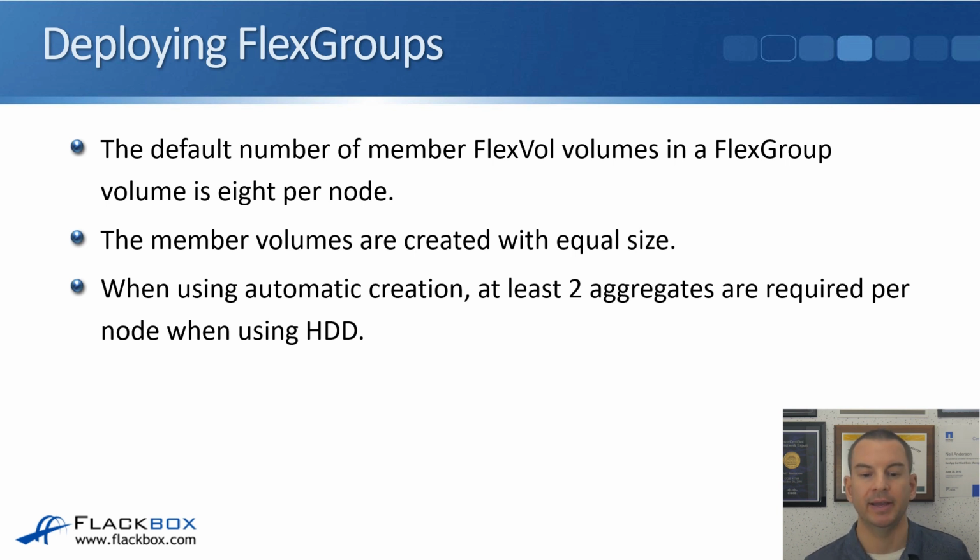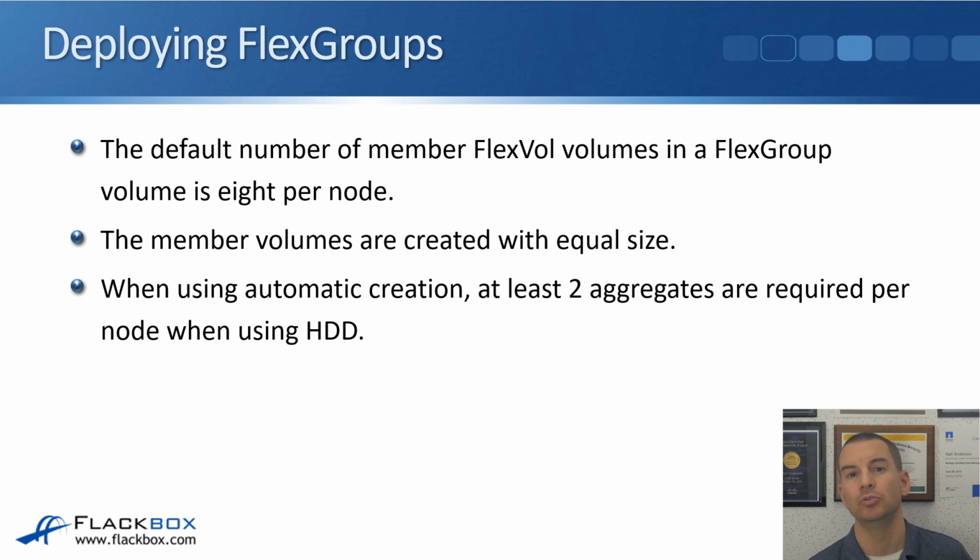When using automatic creation, at least 2 aggregates are required per node when using HDD. If you've only got 1 HDD aggregate per node, you can still use FlexGroups by doing manual creation. I'll show you the difference of what that means on the next slide. If you're using SSD aggregates, then 1 aggregate per node is no problem. With the automatic methods of deployment, that will work there too. Okay, so on the first 2 points there, let's work through an example.